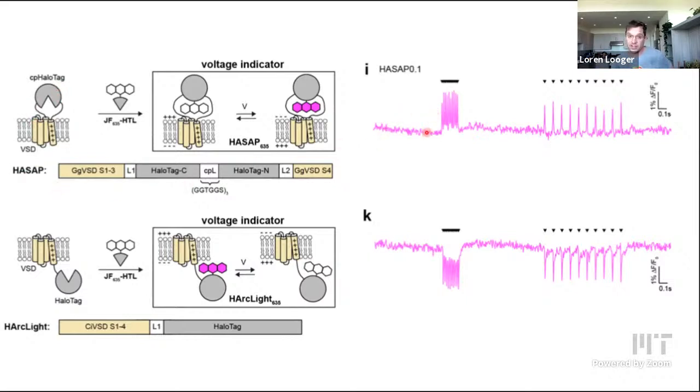That one's really fast. Again, super bright and photostable. Marius and Carl did, I believe, 15 minutes straight imaging of Voltron. I'm not sure if they got into HASAP yet, but compared to most of the fully genetically encoded voltage indicators, which can usually bleach away in a couple seconds, it's so much more photostable and a different topology. Using the ArcLight topology, you get ArcLight, and again, that works pretty well too.